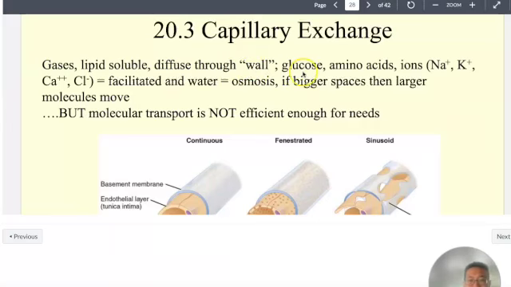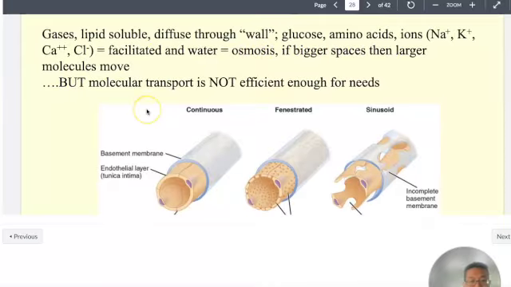Through the wall, it leaks through. Glucose, amino acids, ions such as sodium, potassium, calcium, chloride, and water move by facilitated diffusion and osmosis. If the space is bigger, then larger molecules will move through. So obviously here, a lot of molecules will go through.